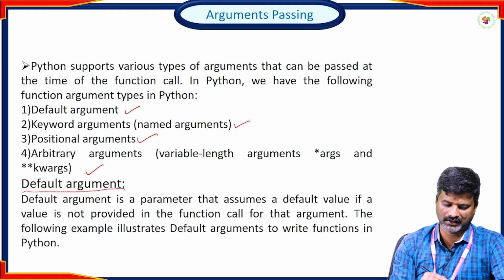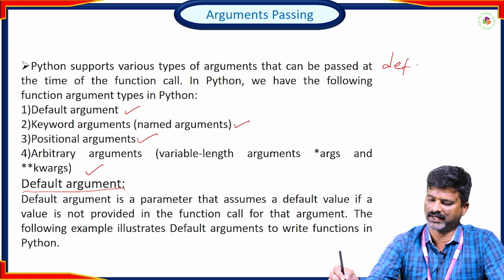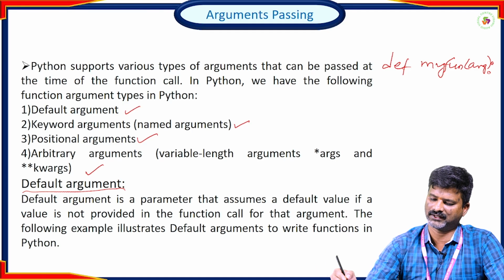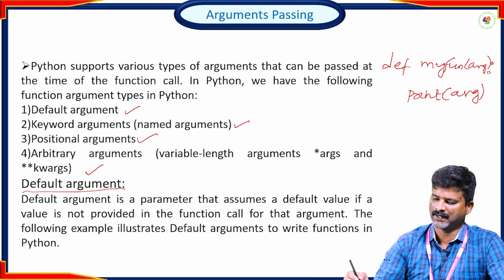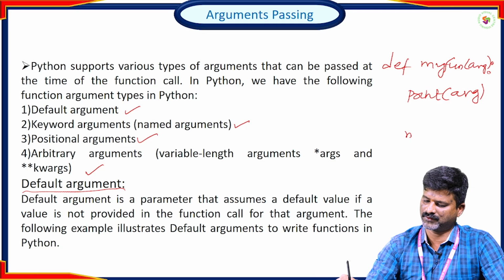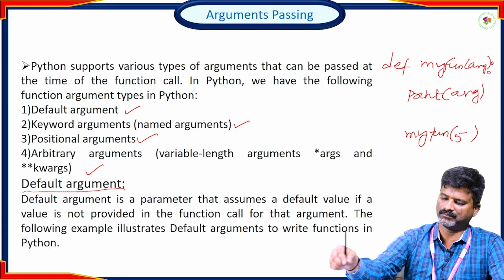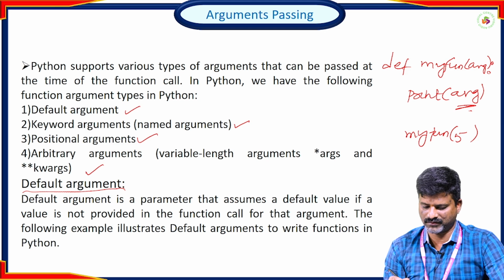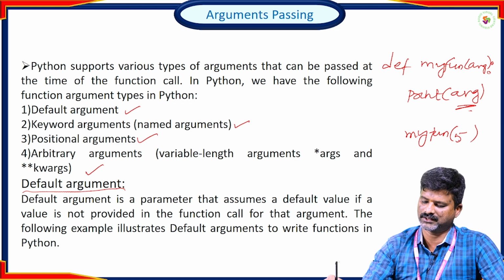Default argument is nothing but, for example, my fun is a function, I am taking here arg, then I am writing some logic: print the arg. I am not writing anything else, simply printing that particular argument. So this is my function definition. Whenever I am calling my fun, if I am passing something like 5, this function will be executed and 5 will be printed. This is the normal way.